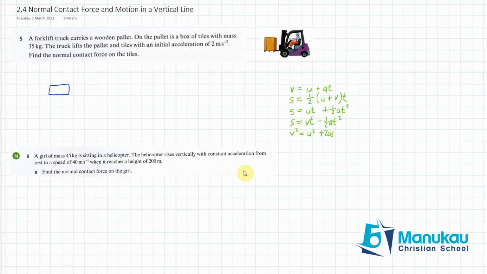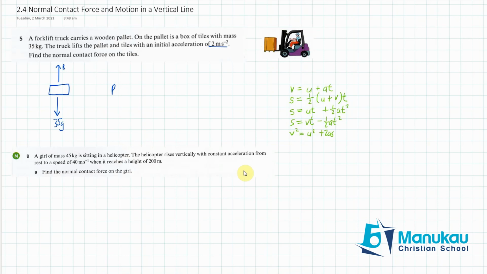We've got the force due to gravity, which is acting in the downwards direction. On those tiles, that would be 35 multiplied by g. Remember, g is 10. And then we have the normal contact force, R, which is in the opposite direction. Since we have an acceleration of 2 meters per second squared in the upwards direction, we know that R must be greater than 35g, because we're going in an upwards direction.